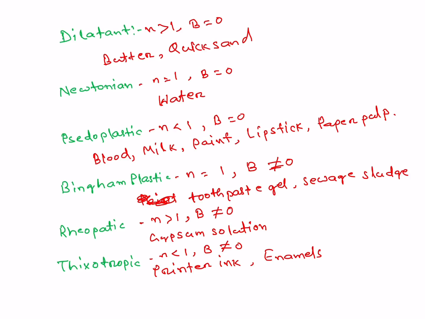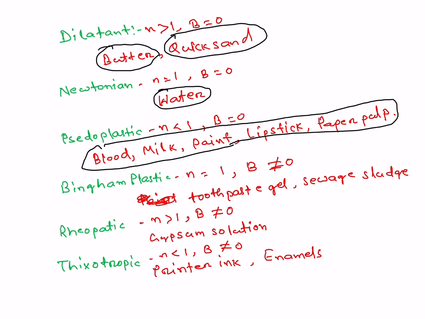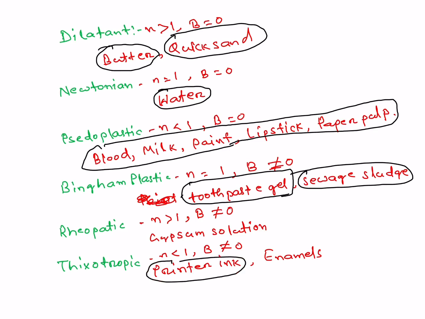From here, important is water, dilatant fluid; quicksand, dilatant fluid; Newtonian fluid, water; then blood, milk, paint, these three. Lipstick also they may ask, paper pulp, then toothpaste gel, sewage solution or sewage sludge. Printer ink, this one also important.